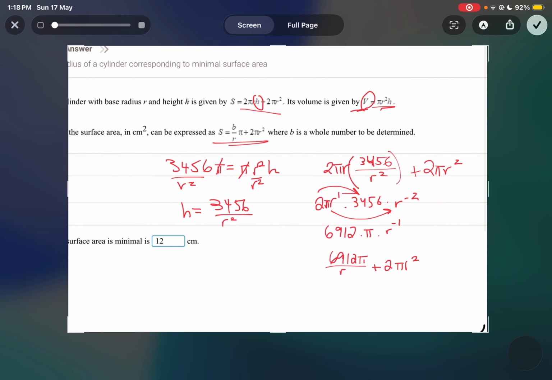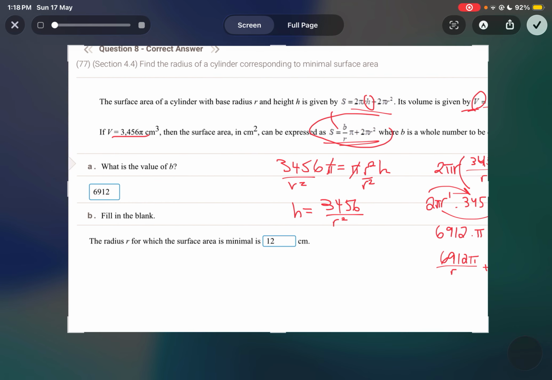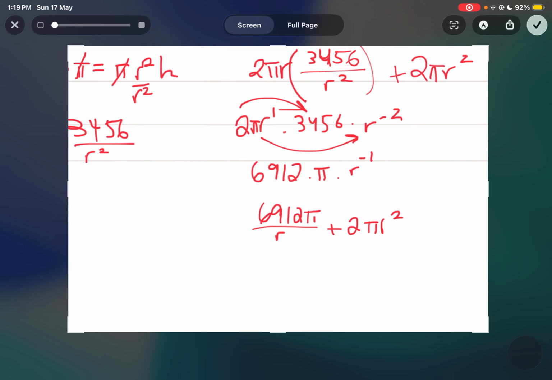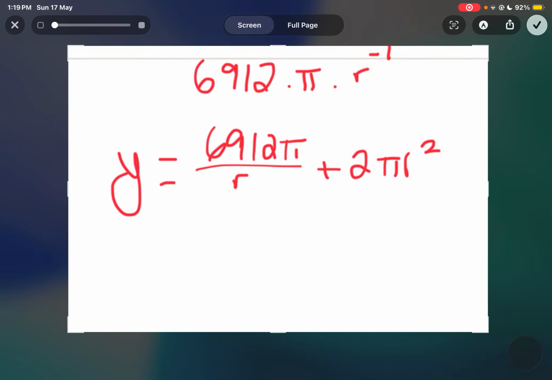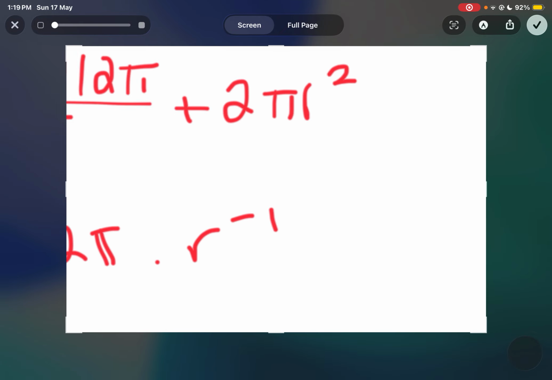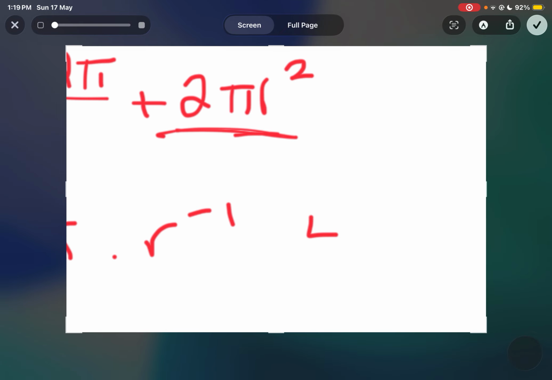See? It's the exact same as this, and they want the value of b, which is 6912. And now to find the radius, let's say this is y equals. To find the radius, you have to find the derivative, like to find values of x in a normal equation. Here, to find the value of r, you have to do the derivative also, okay? So let's do this. First, let's move the r up. So 6912 pi times r to the negative 1. And the derivative of the other term is easy, so it will be plus 4 pi r, okay?